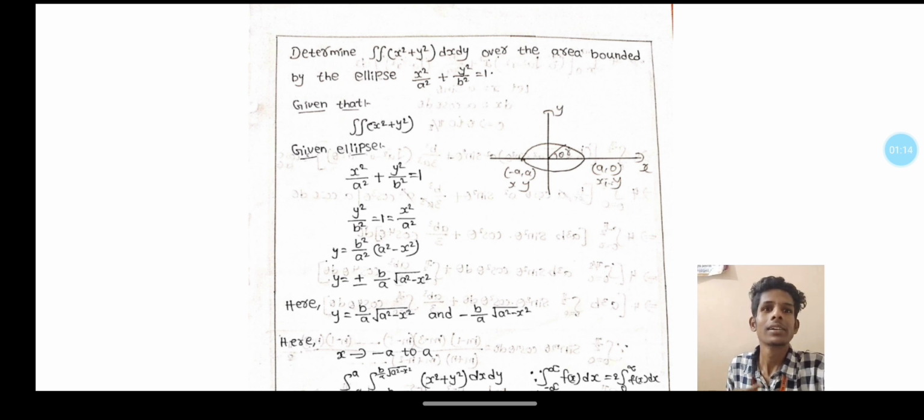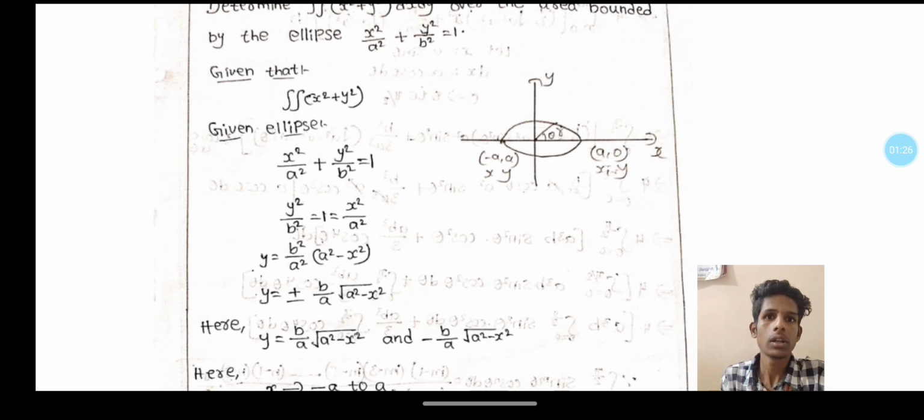Now first we will find the y component. y square by b square is equal to 1 minus x square by a square. Now we find the y value: y square is b square by a square into a square minus x square. Taking the square root, y is equal to plus or minus b by a into square root of a square minus x square.